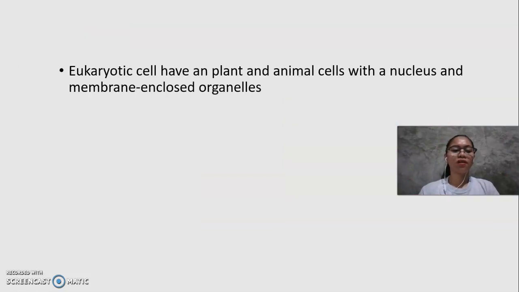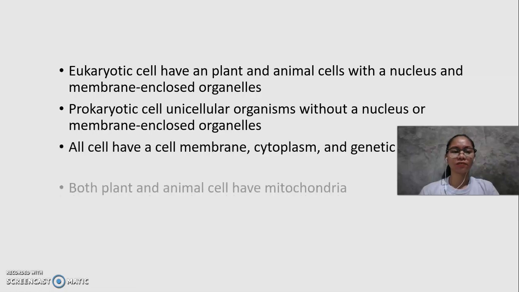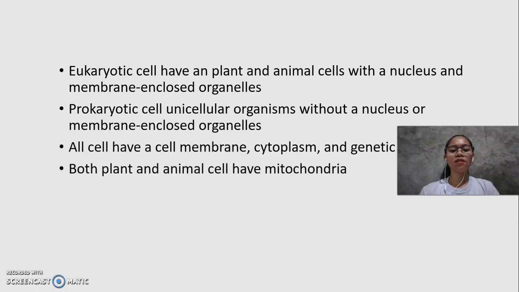Always remember, eukaryotic cells, which include plant and animal cells, have a nucleus and a cell membrane that includes organelles. A prokaryotic cell is a unicellular organism without a nucleus or membrane-enclosed organelles. All cells have a cell membrane, cytoplasm, and genetic material. Both plant and animal cells have mitochondria.